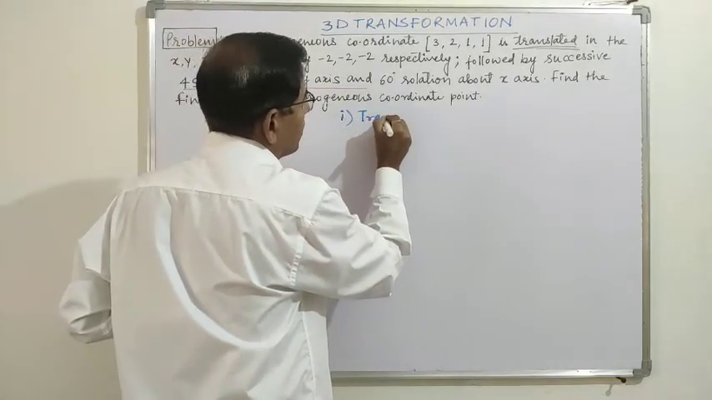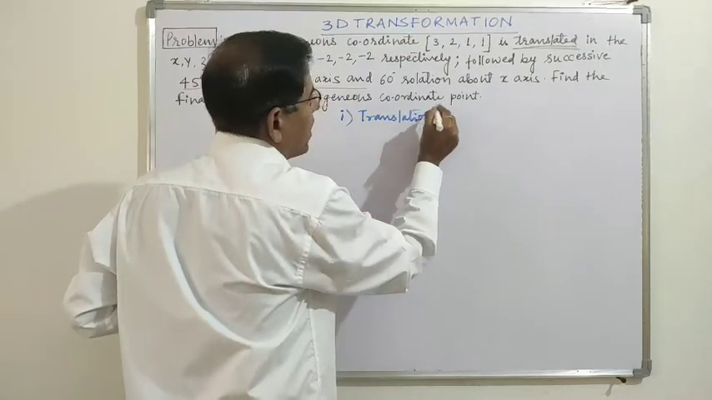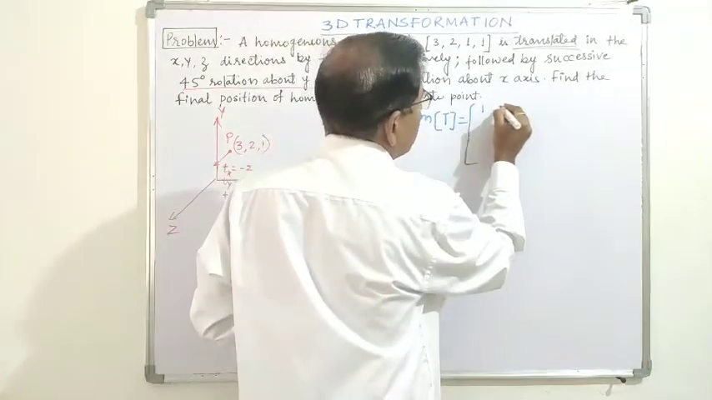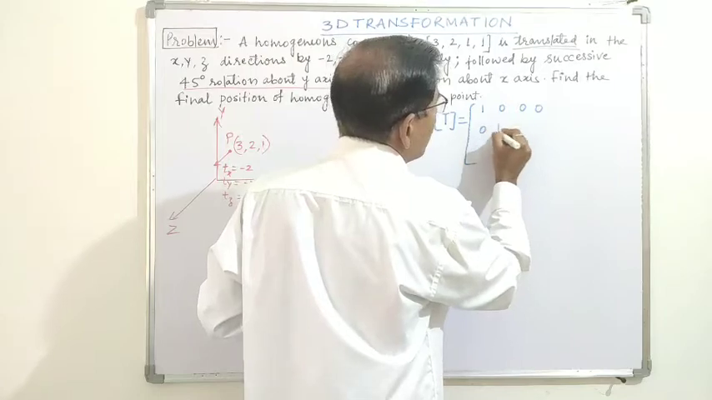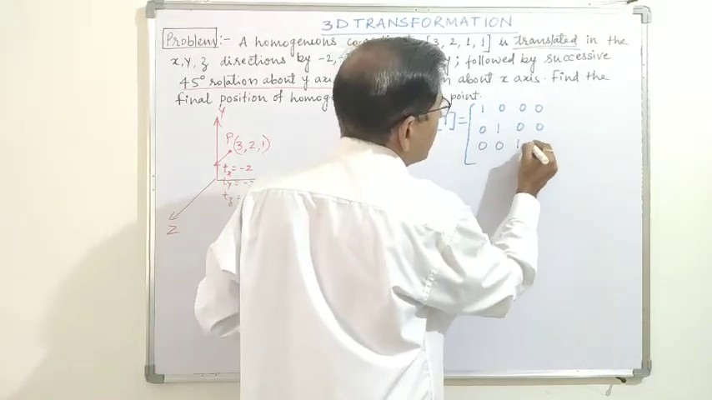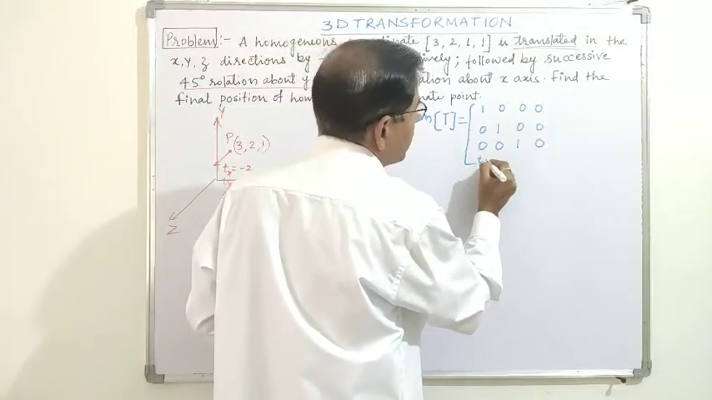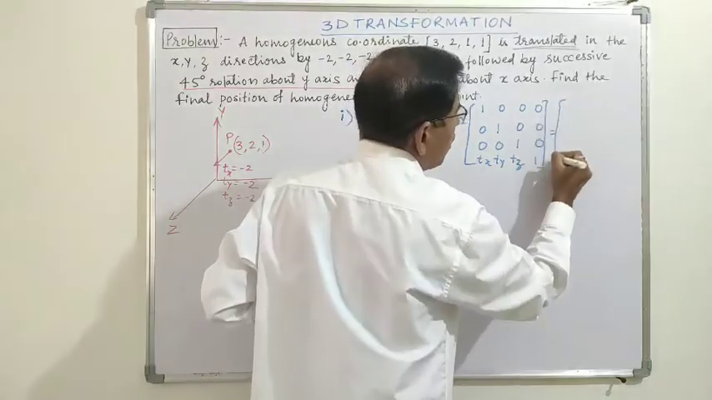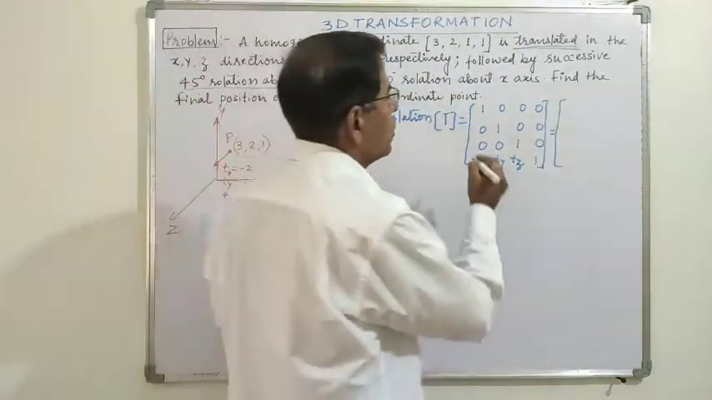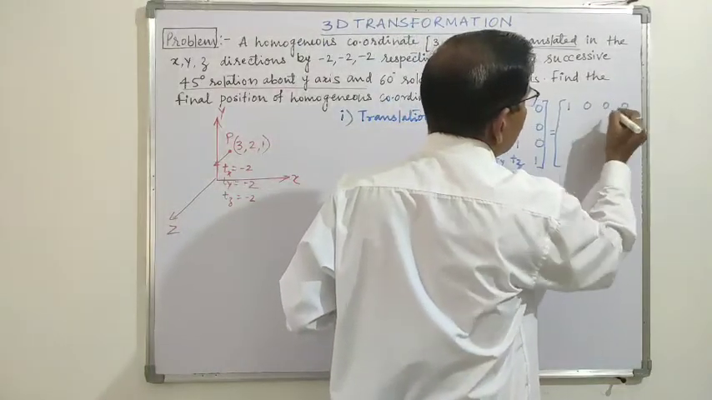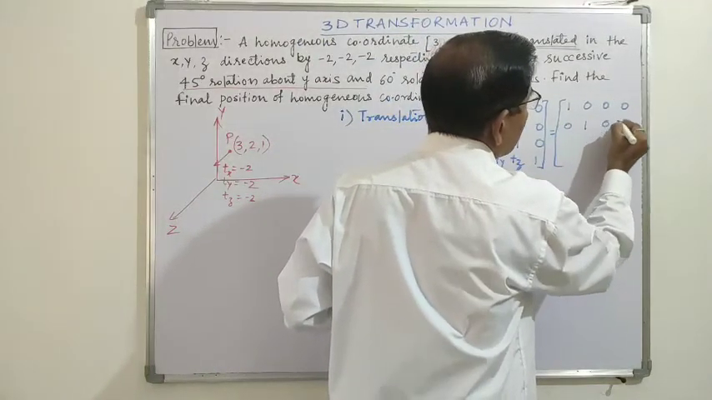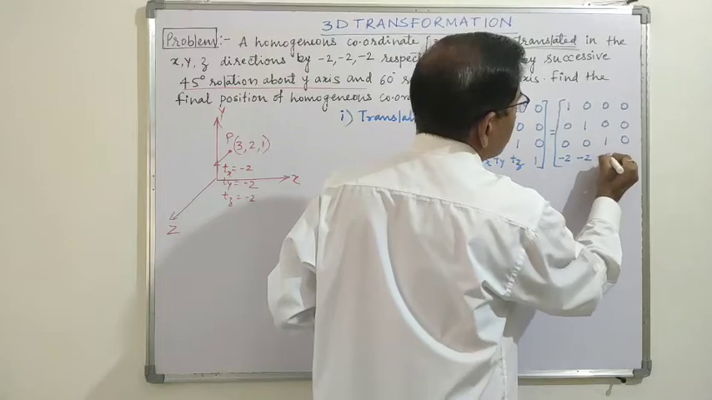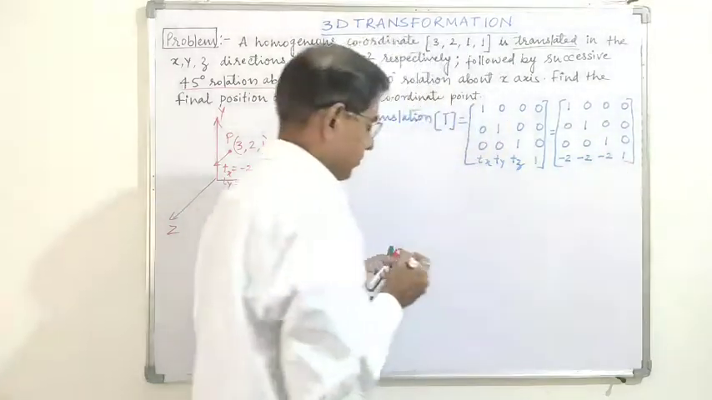Okay, so first will be translation. So this translation transformation will look like 1 0 0 0, 0 1 0 0, 0 0 1 0 and tx, ty, tz 1. Okay, now we put the value of tx, ty, tz here. So this matrix looks like 1 0 0 0, 0 1 0 0, 0 0 1 0, -2 -2 -2 1.